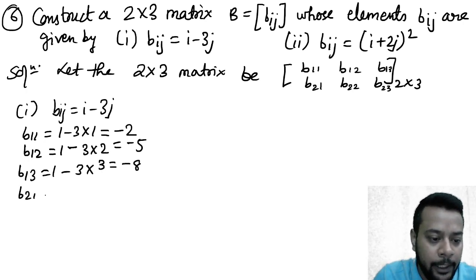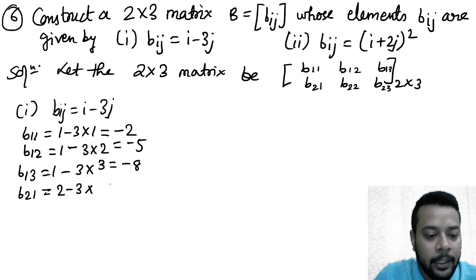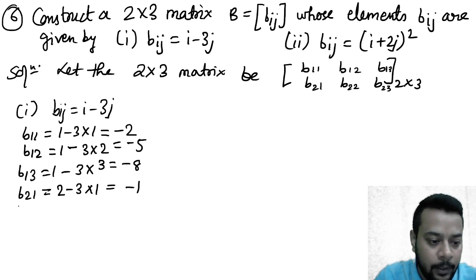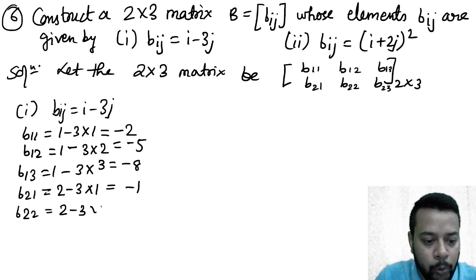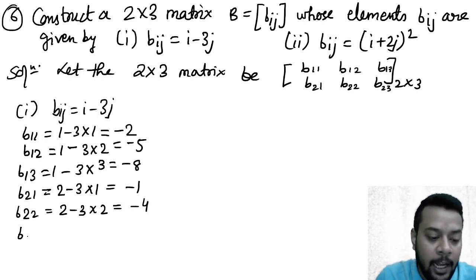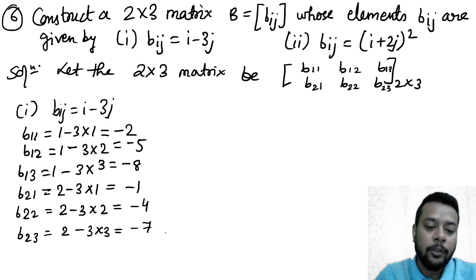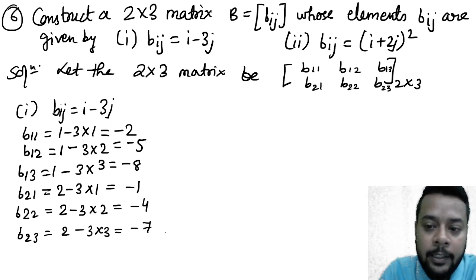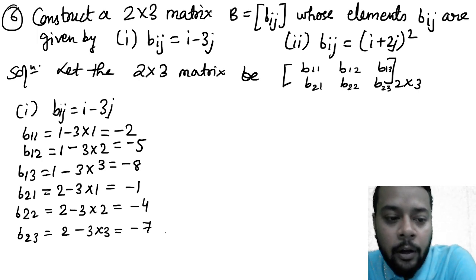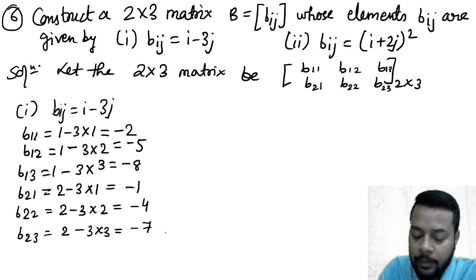If I talk about B21, it will be 2 minus 3 into 1, that is 2 minus 3, minus 1. B22 will be 2 minus 3 into 2, that is 2 minus 6, minus 4. And the last one, B23, will be 2 minus 3 into 3, so 2 minus 9 is minus 7. This is how we find the position values of all the elements in the 2 by 3 matrix.